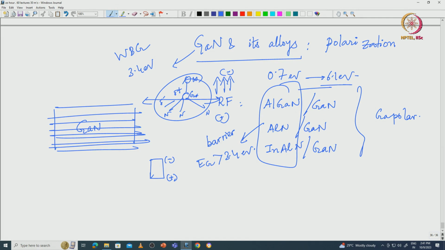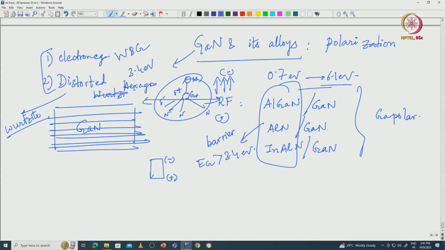That is why this is polar, and there are two factors. One is the electronegativity difference between the atoms, and the second is that the crystal is a distorted wurtzite. Distorted wurtzite is basically like a hexagon, sorry, it is a distorted hexagon which is called wurtzite. Okay. Wurtzite structure is a distorted hexagon, and because of these two reasons you have this net polarization appearing in the vertical direction, a non-vanishing polarization, and it lacks inversion symmetry.